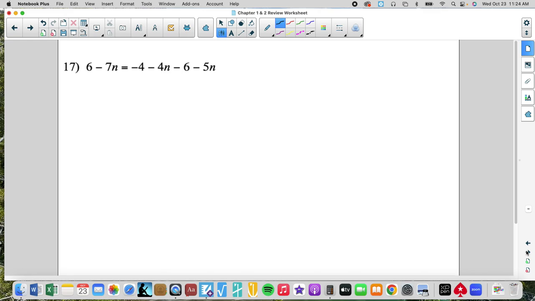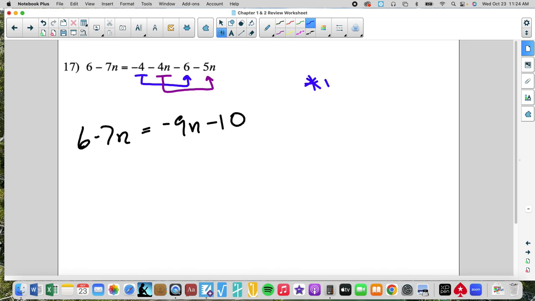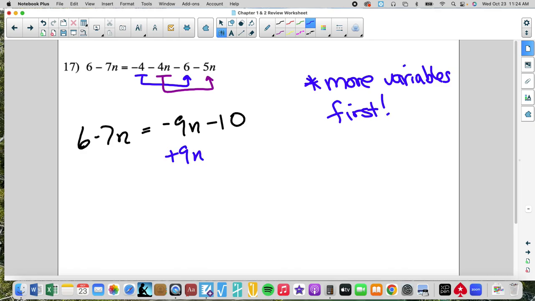We check it. Remember, let's simplify. We're going to combine these, and we're going to combine these before we do anything. So 6 minus 7n equals negative 9n minus 10. Now we're going to move variables first. So I'm going to move my variables. I'm going to add 9n.